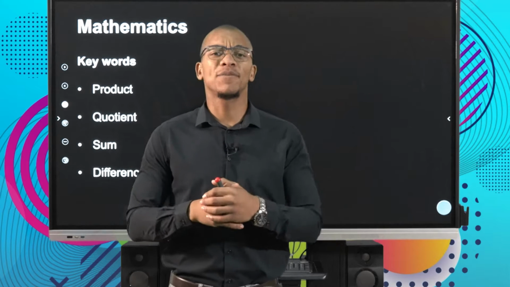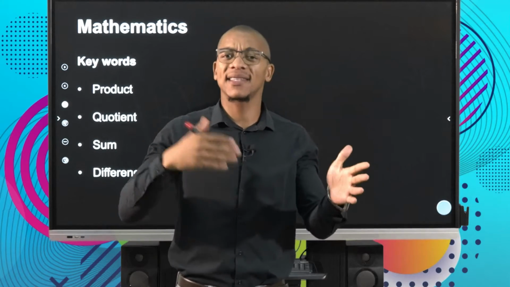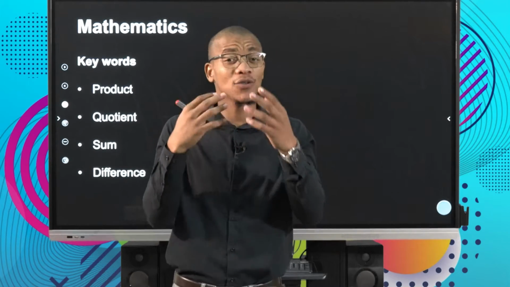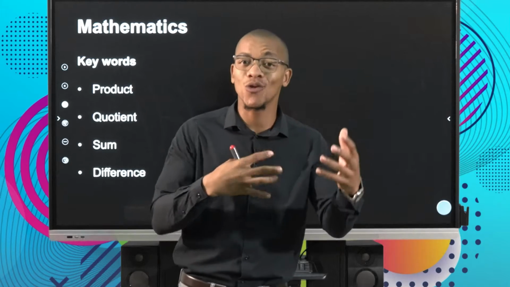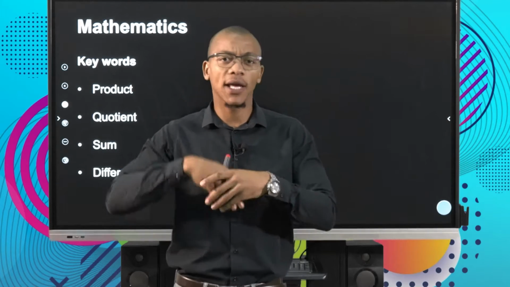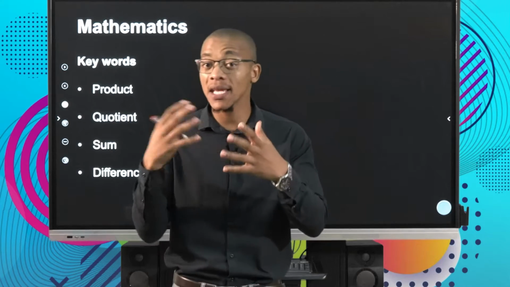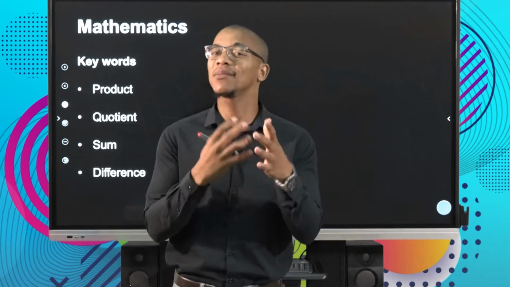Now, the key words here, as simple as they seem, are the very big words that we're going to be trying to decipher when you're looking at a word problem. Product, quotient, sum, difference. When they say to you the product of the age of the son and the daughter is equal to, then you need to know what they mean by product. When they say the quotient of the age of maybe the father and the son is, then you must know what they mean when they say quotient.